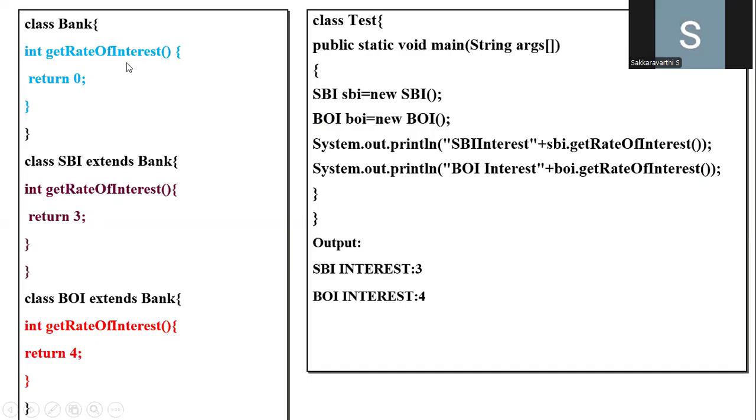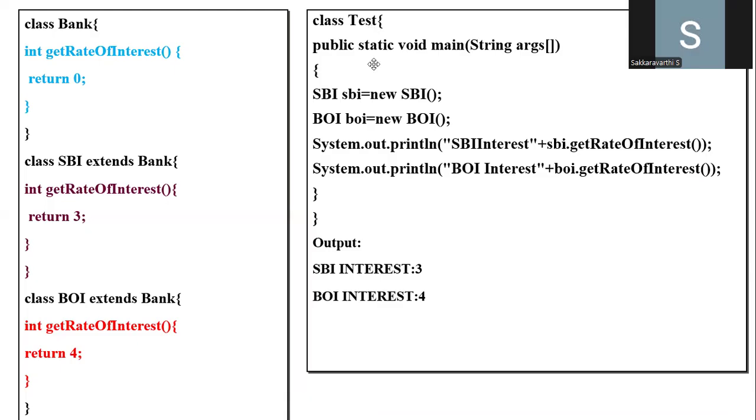I am overriding the method getRateOfInterest in the subclass and redefining the definition, that is return 3. In the base class, the method definition is return 0. Now I am redefining, or providing the specific implementation, for the SBI class, that is return 3. And in BankOfIndia, I am also redefining getRateOfInterest as return 4.